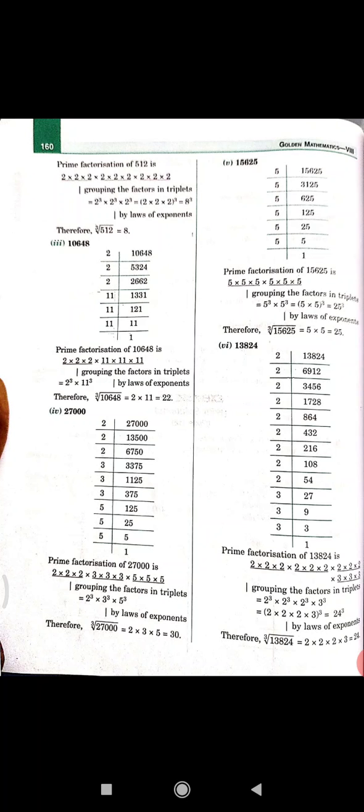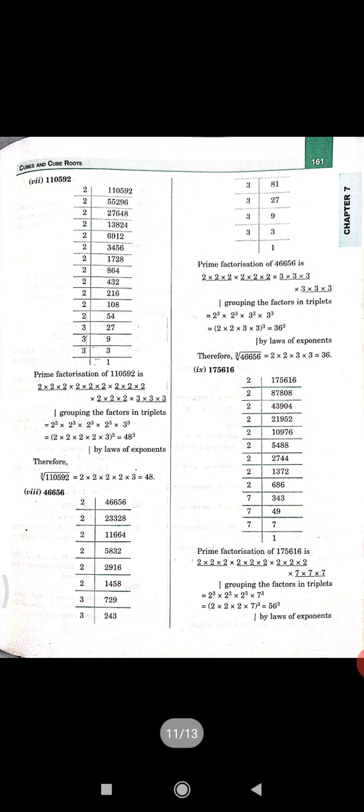Now write 2 cubed multiplied by 2 cubed multiplied by 2 cubed multiplied by 3 cubed. So 2 multiply 2 multiply 2 multiply 3. 2 twos are 4, 4 twos are 8, 8 threes are 24. So the cube root of 13,824 equals 24. This is the answer. Now number 7.